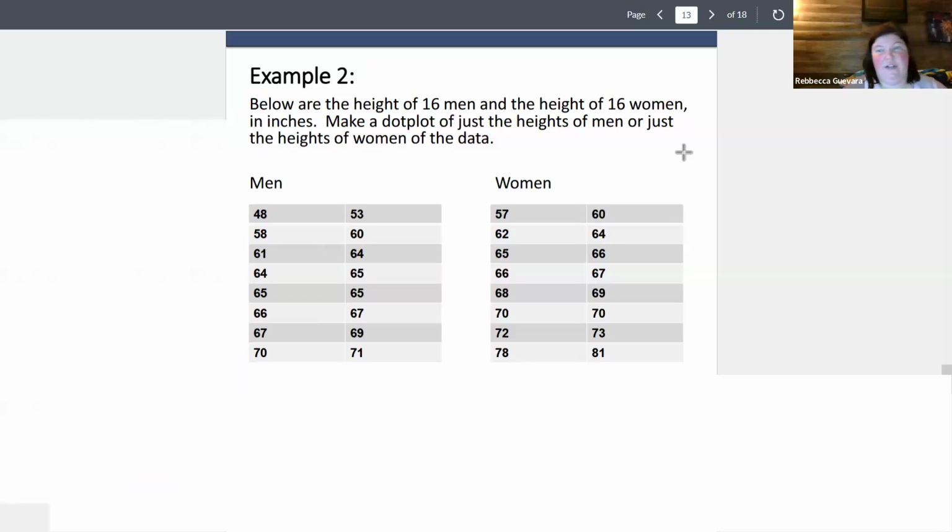So we'll put men here. We'll do each one of them here. So first thing you want to do is make that number line.